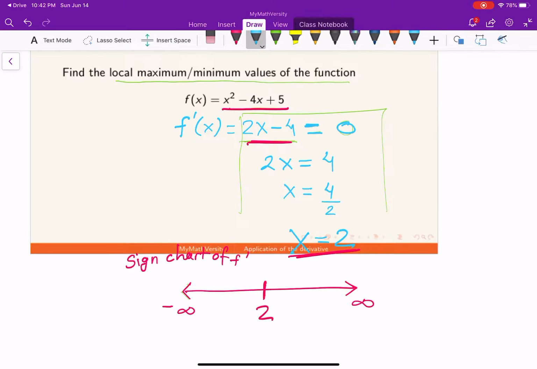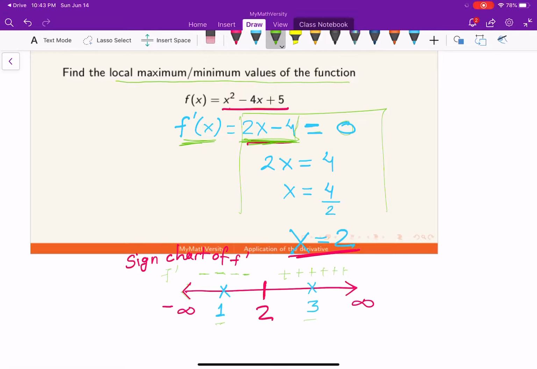Now choose some random number in the sub-intervals from negative infinity to 2 and from 2 to infinity. Let's say 1 here, and then 3. Plug them back into the derivative, which is 2x minus 4, right? When you plug 1 in, you get 2 minus 4, so we get a negative sign for f prime. When you plug 3 in, 3 times 2 is 6, 6 minus 4 is positive 2, so we have a positive sign for f prime. I get this sign by plugging the number into the derivative and seeing whether the result is positive or negative. Based on that, I was able to do this.